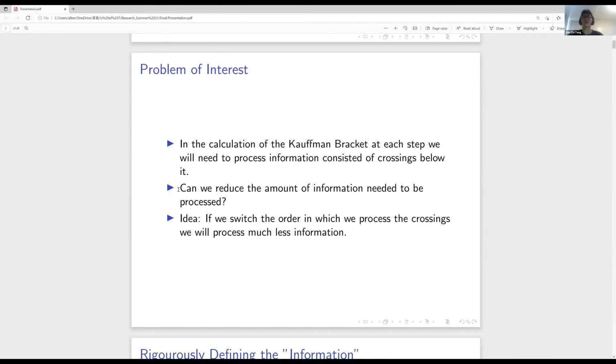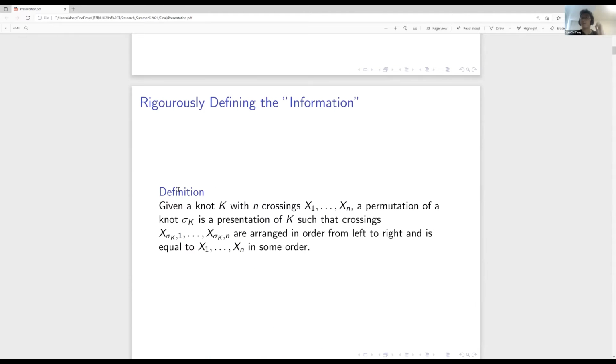So the idea is that if we can reduce the amount of information we need to process, and we try this by switching the order of the crossings around, then perhaps at each stage we need to process less information, reducing the calculation runtime. Now this term information may sound confusing, so let's rigorously define it. But before that, we need to talk about what this rearranging of crossings is about.